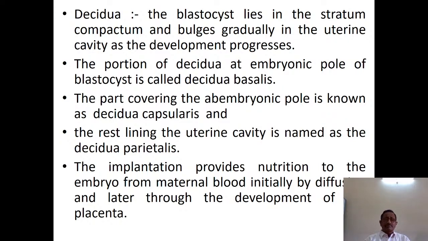Now decidua. The blastocyst lies in the stratum compactum and bulges gradually into the uterine cavity as development progresses. The portion of decidua at the embryonic pole we are calling decidua basalis. The part covering the blastocyst, opposite the embryonic pole, we are calling decidua capsularis. And the rest that is lining the uterine cavity we are calling decidua parietalis. The implantation provides nutrition to the embryo from the maternal blood, initially by diffusion and later through development of the placenta.